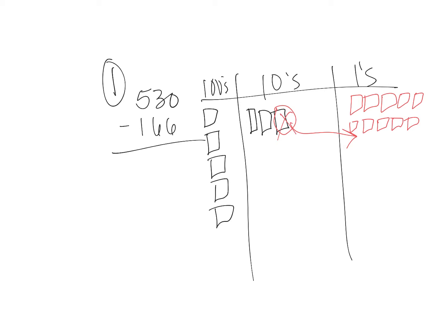That one no longer exists because we traded it for ones. And now I can take away 6. And I cross off 1, 2, 3, 4, 5, 6. Okay, we'll pause the video here so that everyone can get caught up to make sure that your whiteboards look like mine.